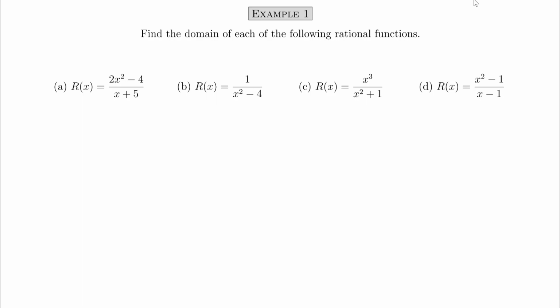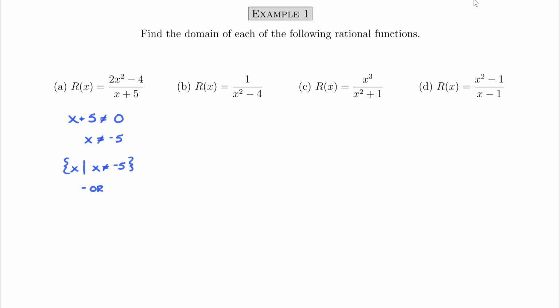But now we're taking a polynomial over a polynomial, and we have to come up with a way to exclude values, because if the denominator is 0, then the function is undefined. And that's really simple to do. So for part A, you just take the denominator, write it as not equal to 0 and solve for x. And what you find is that x cannot be 5. So in terms of notation, you can write that out as all x such that x is not equal to 5.